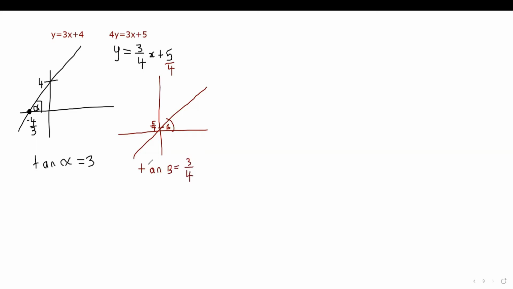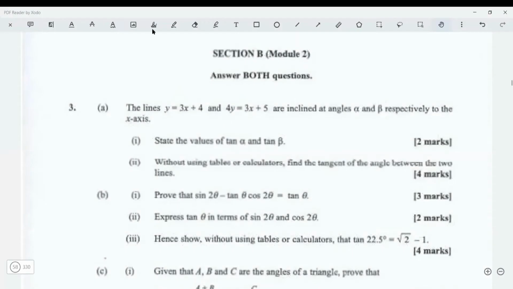Always remember that the tan of an angle is equal to the gradient of the line. The tan of an angle is equal to the gradient of a line. Tan of an angle is equal to the gradient of the line. We must know this. So that's it. Let's write that down around here. So what is tan alpha? Tan alpha is 3.